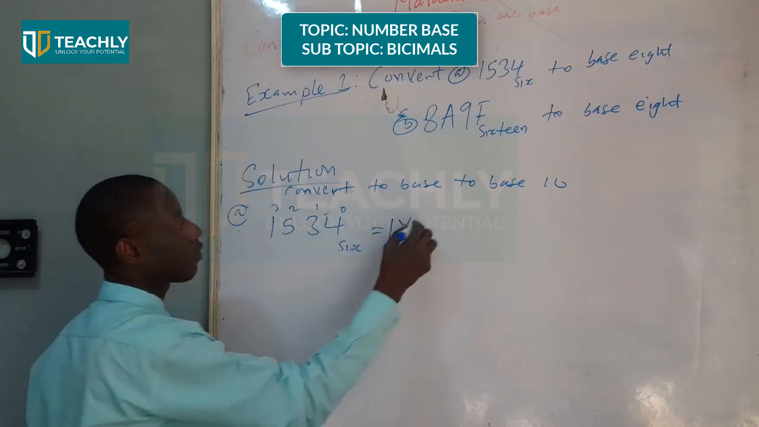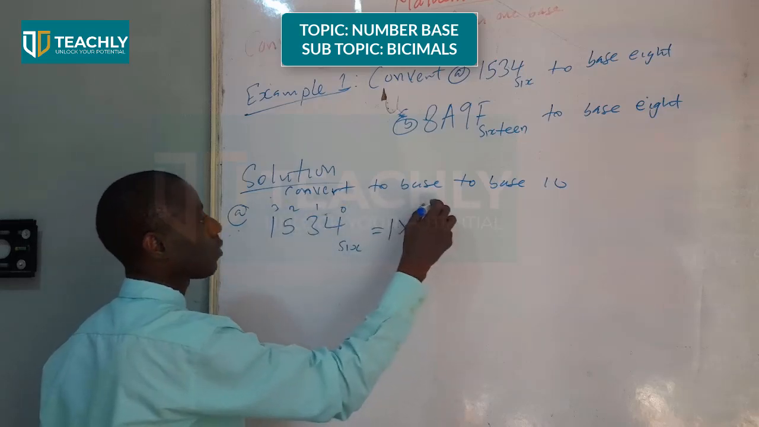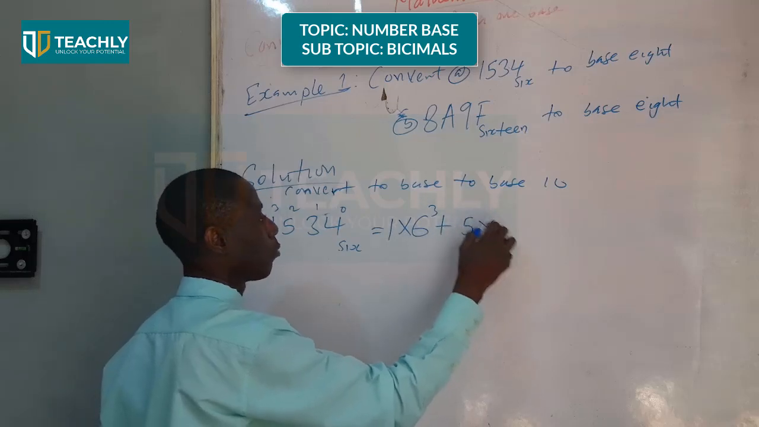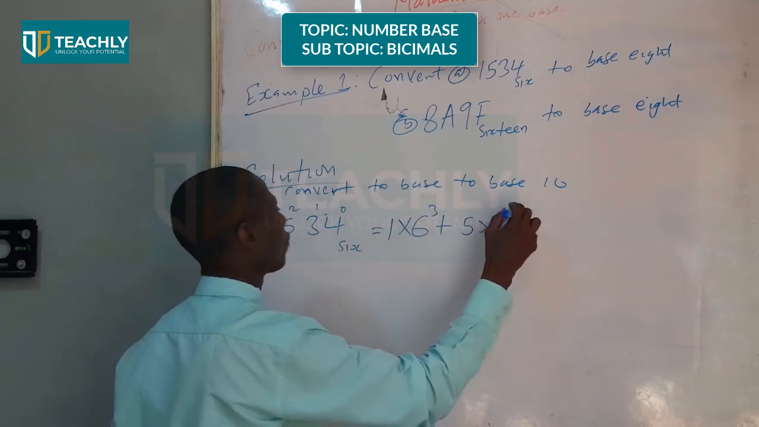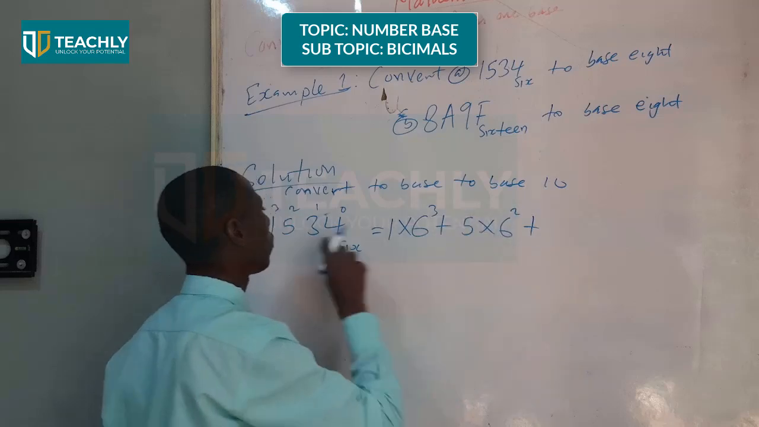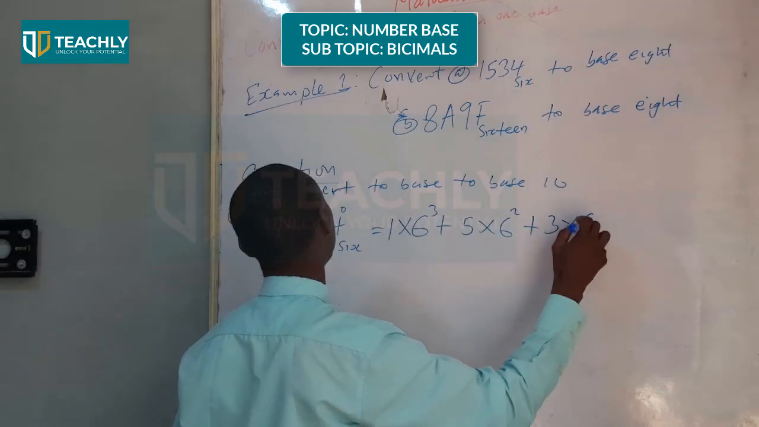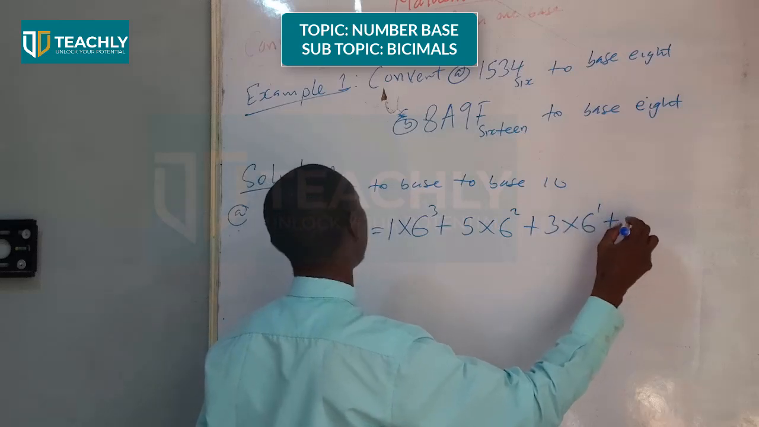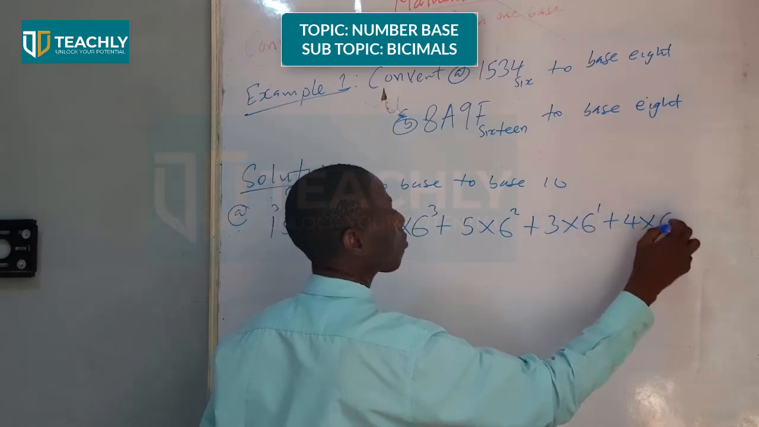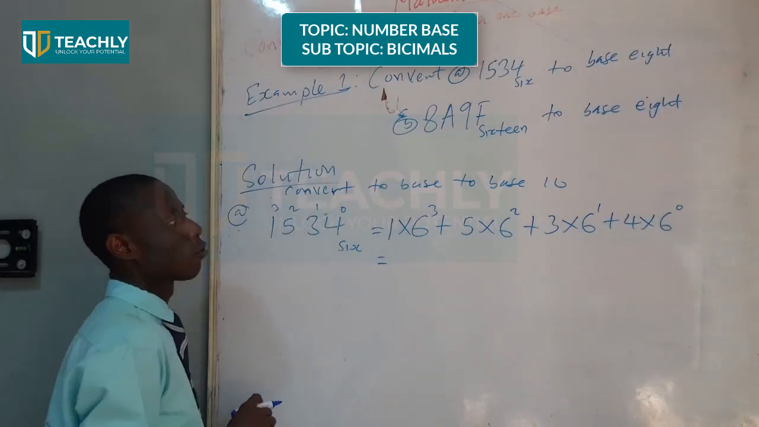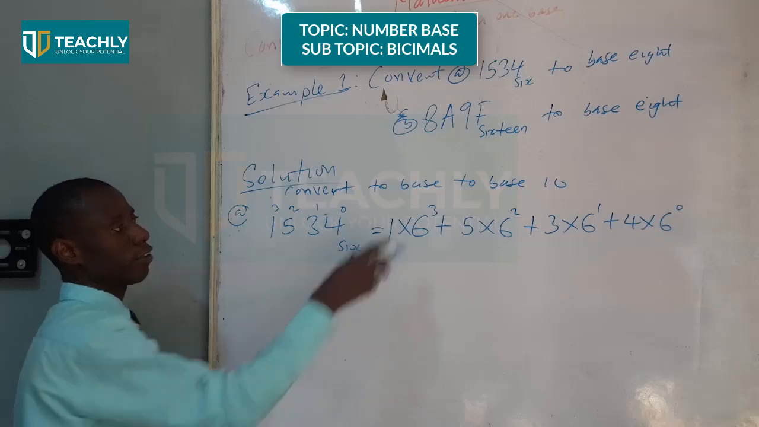So 1 times 6 raised to the power what? 3. Plus the next digit is 5, times 6 raised to the power what? 2. The next one is 3 times 6 raised to the power what? 1. And lastly, 4 times 6 raised to the power 0.